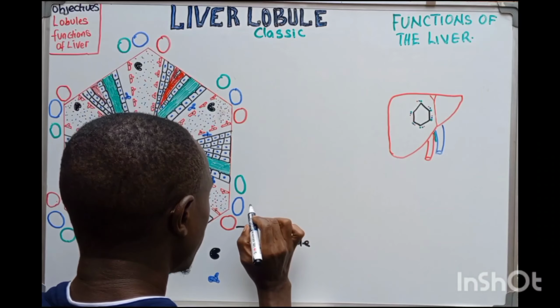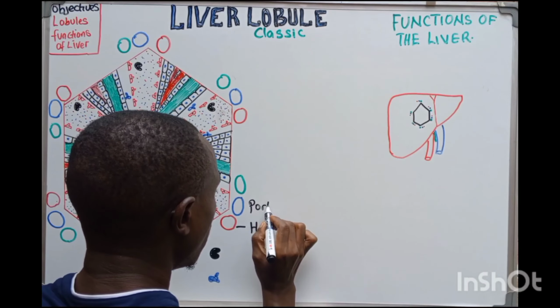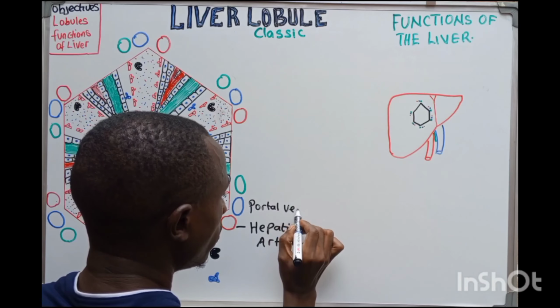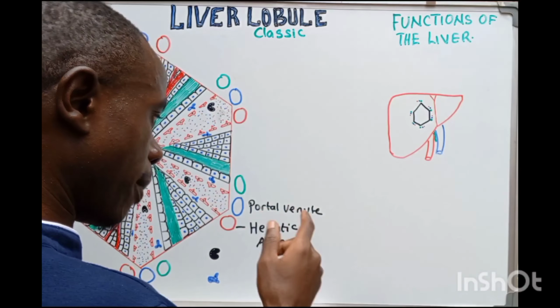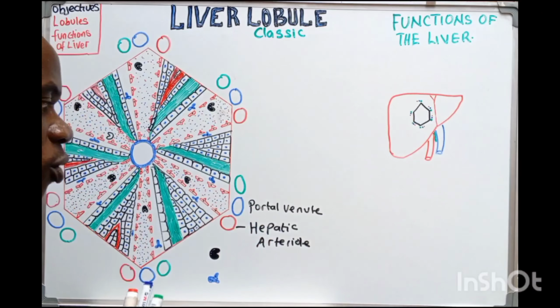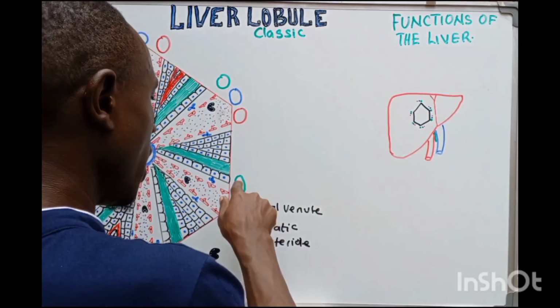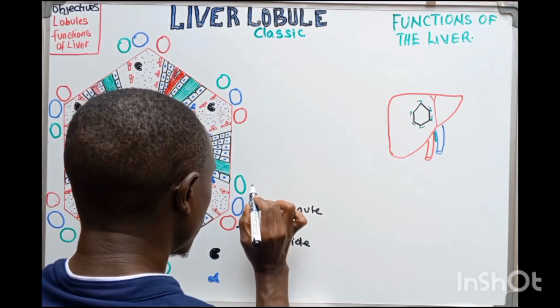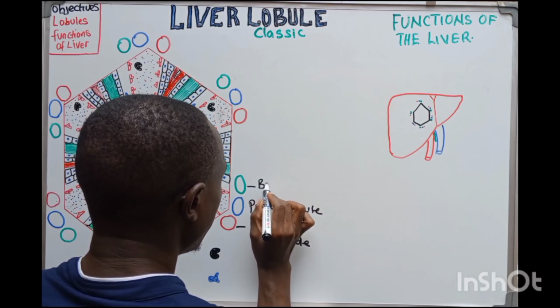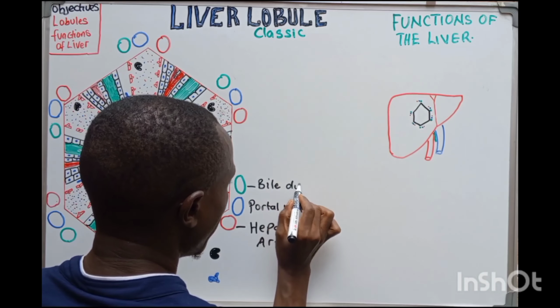So we can just simply call it the portal vein, meaning that it is draining blood from the hepatic portal vein into this tributary. Then we also have this structure which is draining what we call the bile, and this structure here is what we call the bile duct.